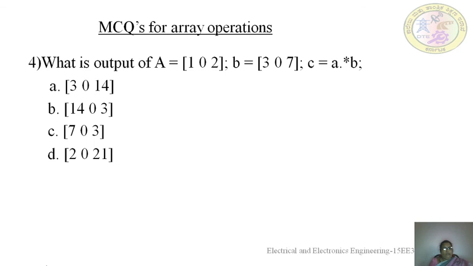What is the output of A = [1 0 2], B = [3 0 7]? These are the elements of A and the elements of B, and C is equal to A dot multiplication B.